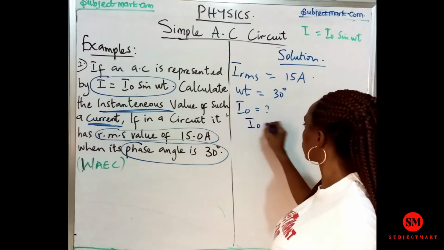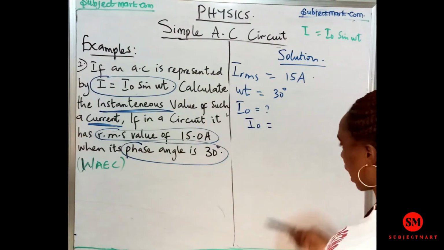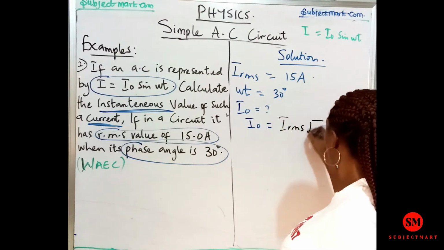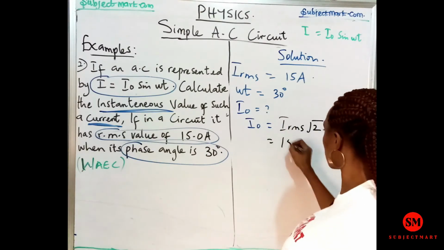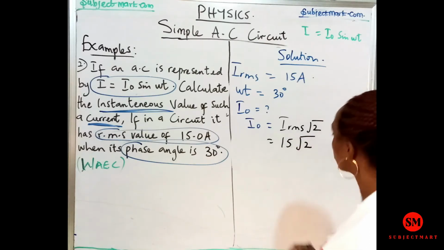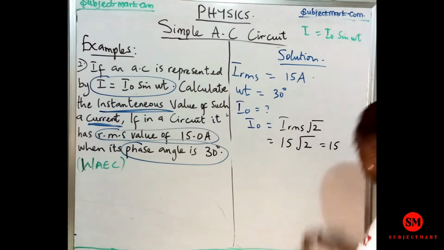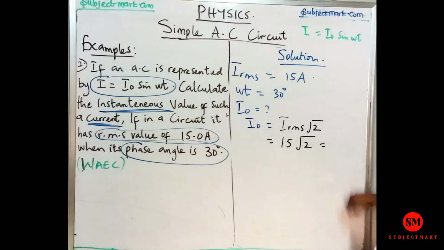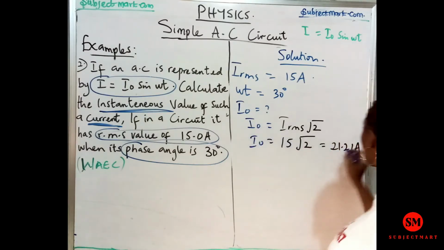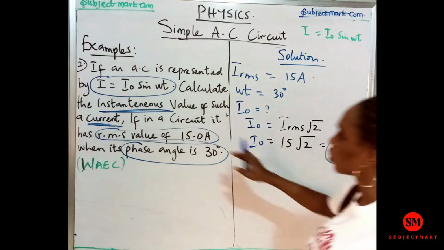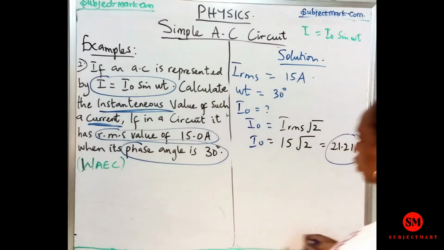And you remember the formula that says I naught is equal to IRMS root 2. So it's just going to be 15 root 2, which equals 21.21 amps, or ampere. So we found the value of I naught. We can substitute it into this equation now.